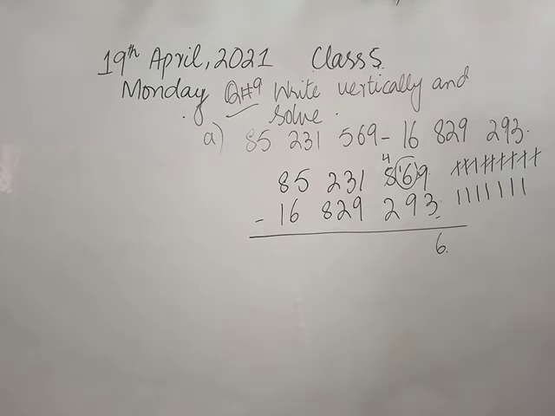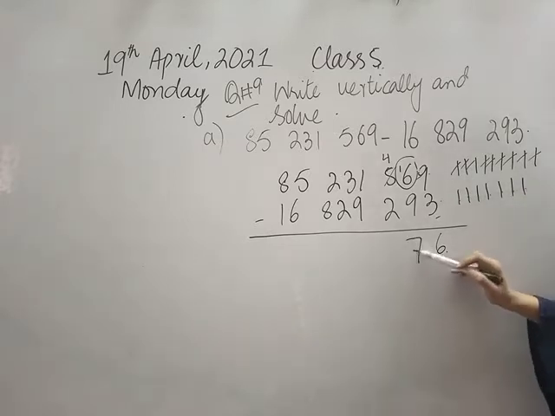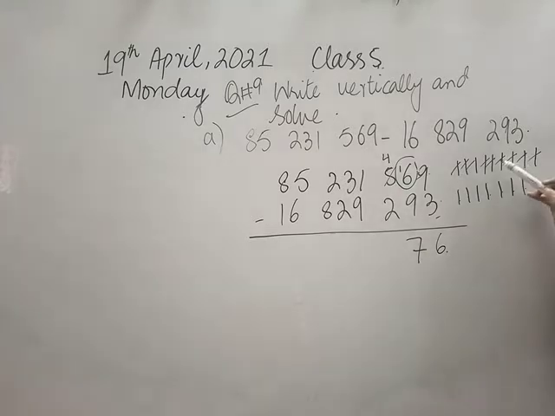So जब मैंने 16 में से 9 सब्ट्रैक्ट किए हैं तो I have 1 2 3 4 5 6 7. I have 7 in total. Fine. जब मैंने 16 में से 9 सब्ट्रैक्ट किए तो I have 7 in total. Fine. So the next number which is 4.